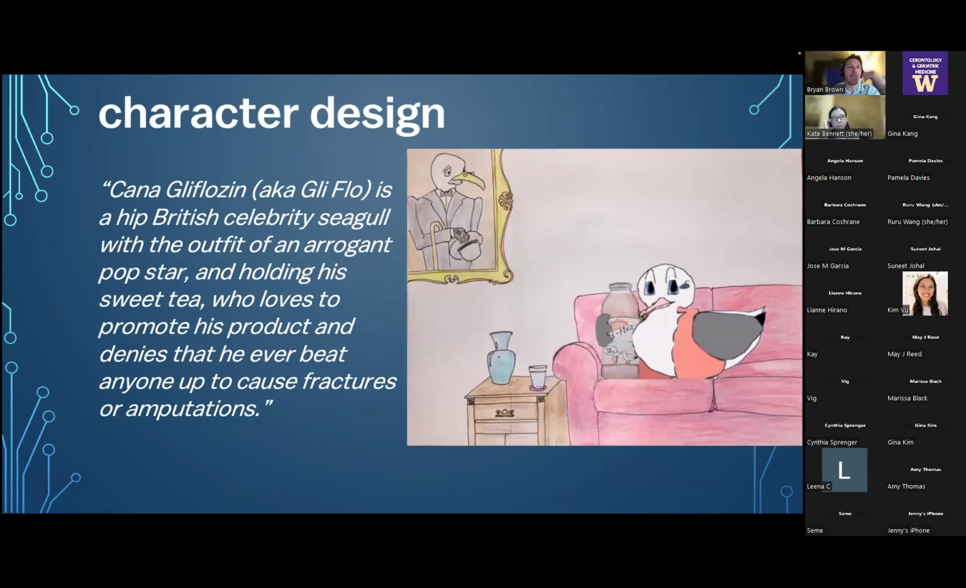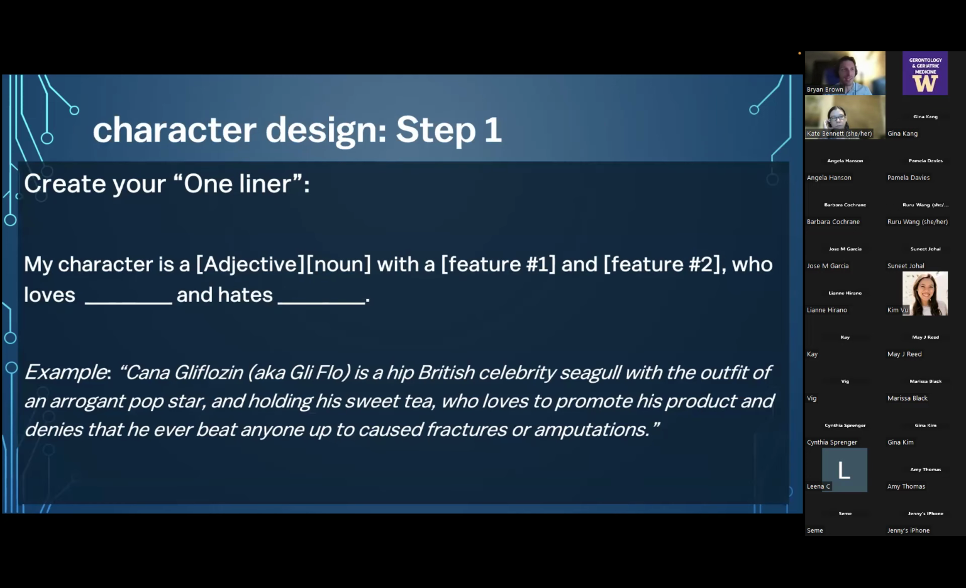So I start with a one-liner, such as this: Canaglyflozin is a hip British celebrity seagull with the outfit of an arrogant pop star holding a sweet tea who loves to promote his product and denies that he ever beat anyone up to cause fractures or amputations. So you can see how just in a one-liner of a character in this format, I've already created a bunch of context that's going to lead to some learning.